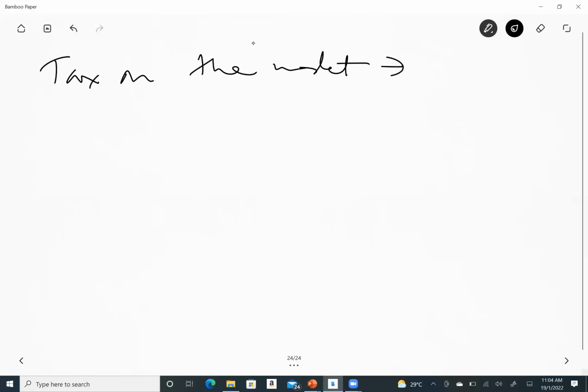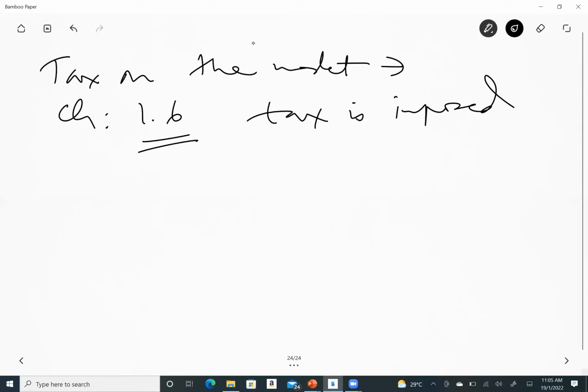This is on the linear function. You go back to the linear function, chapter number 1, section 1.6. There is a last part over there that is on the tax. So how do you impose a tax? The tax is imposed by a certain amount.